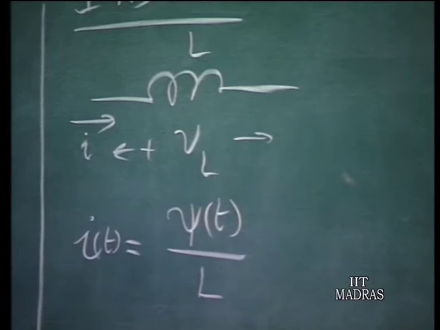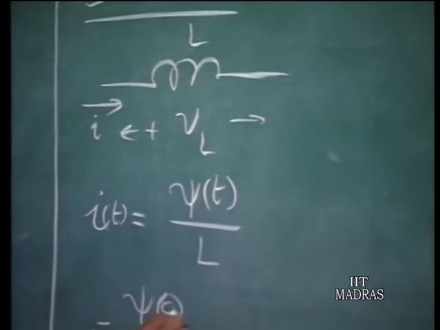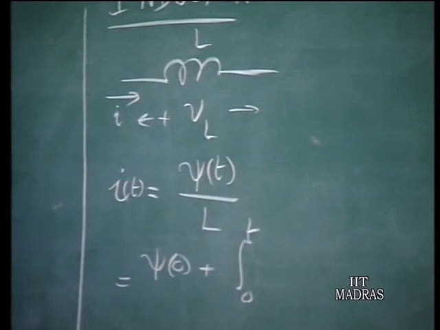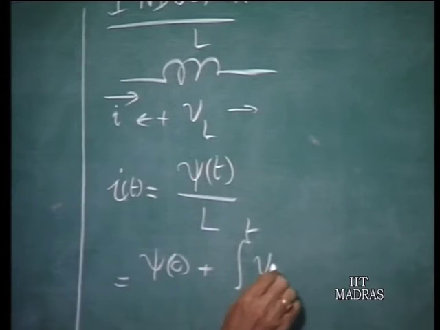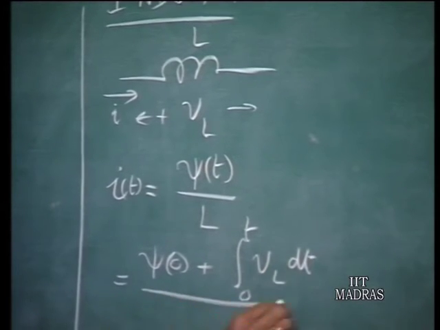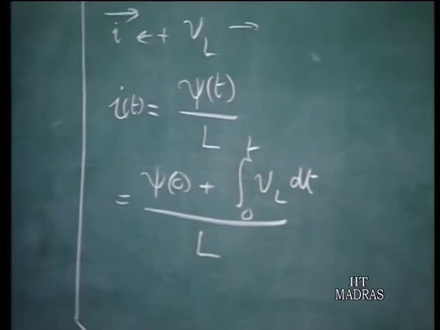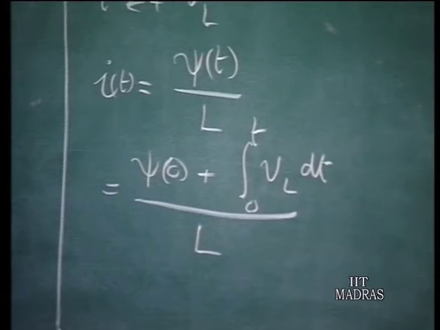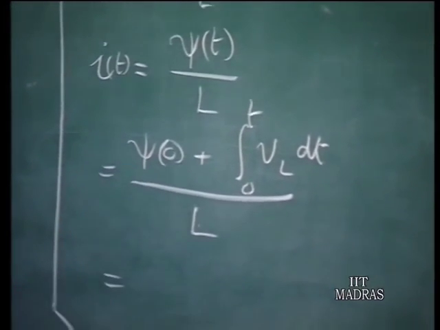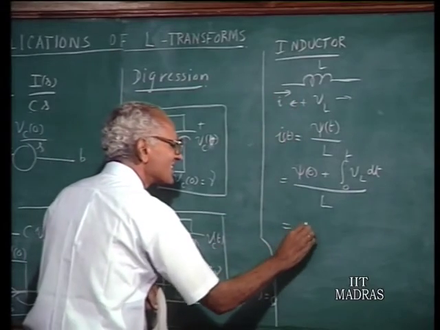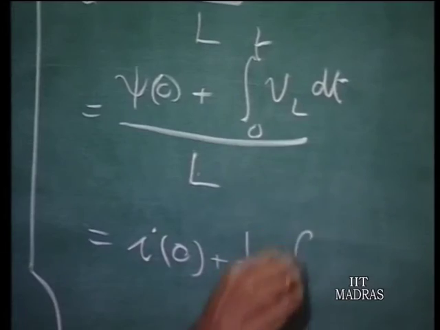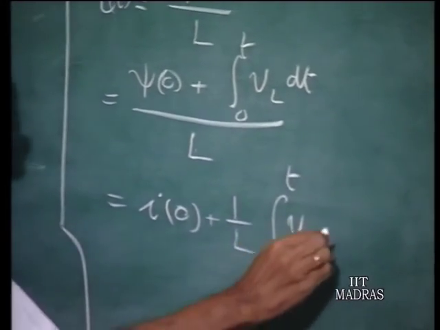This psi of t, the flux linkages, can be written as the initial flux linkages plus the additional flux linkages that come up in the inductor as a result of an applied voltage, which is VL dt divided by L. After all, voltage is the rate of change of flux linkages, therefore flux linkages is related to voltage by an integral relation like this. This can be written as psi 0 over L, that is the initial value of the current in the inductor, so I0, plus 1 over L integral 0 to t VL dt.